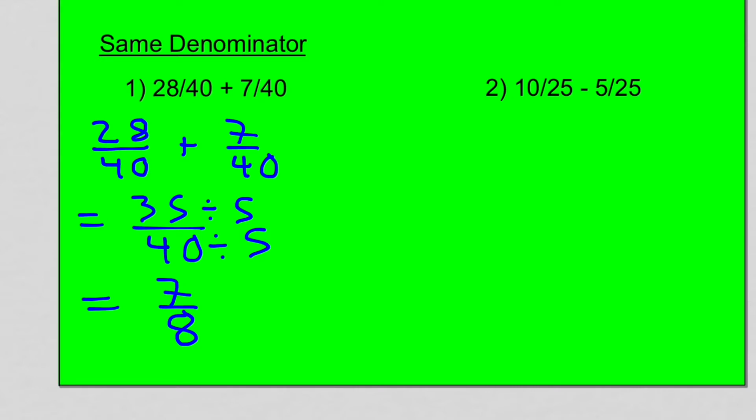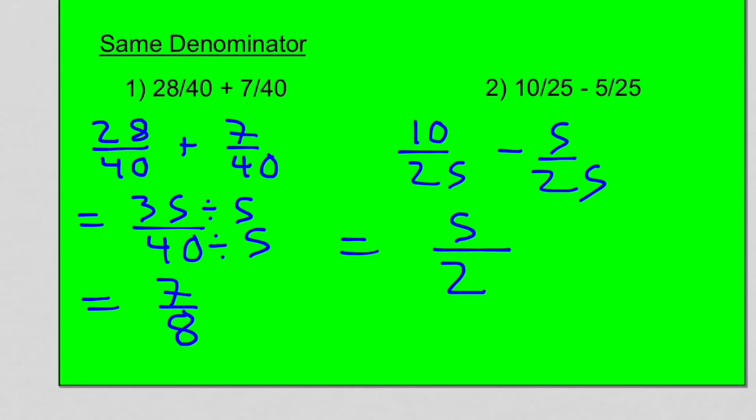And it works the same way with subtraction. So if you have 10 over 25 minus 5 over 25, the denominators are the same. So you subtract 10 minus 5 is 5. Common denominator 25. Divide the numerator and denominator by 5. And you get 1/5. Okay, so that's the most basic kind of addition or subtraction of fraction questions.